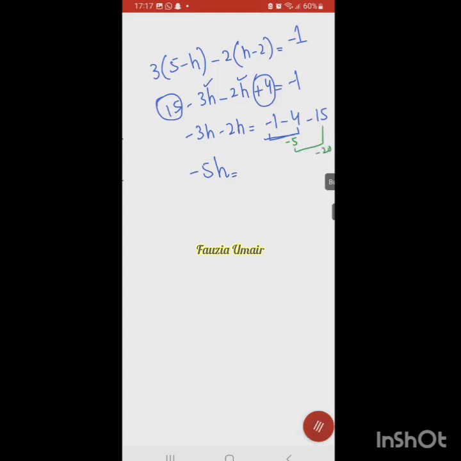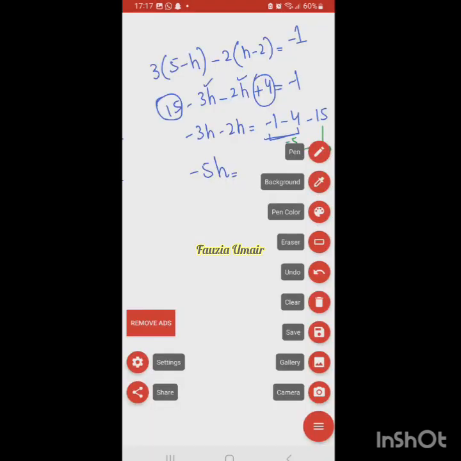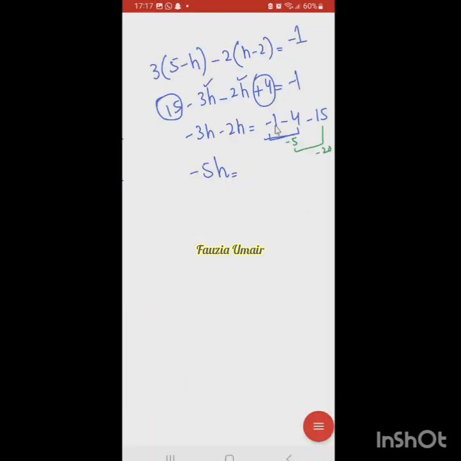Is this clear, how it is happening? You can also count. They are all the same. They are all friends. So 15 plus 4 is 19 plus 1 is 20. Sign remains the same. So this is minus 20. Now divide both sides with minus 5, the coefficient, right? So this will be gone. What will be the answer? What is minus 20 divided by minus 5?